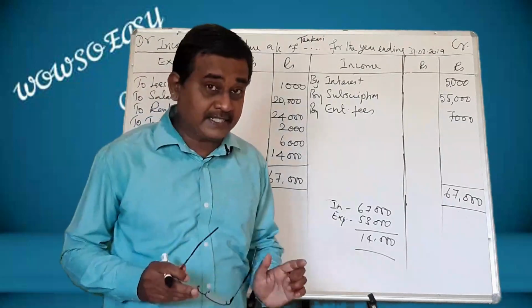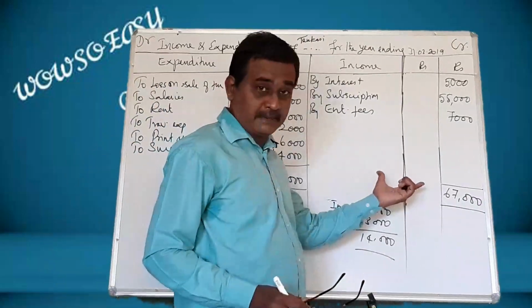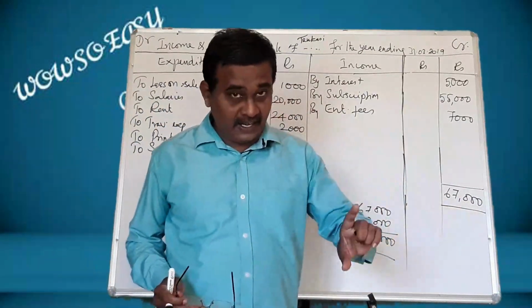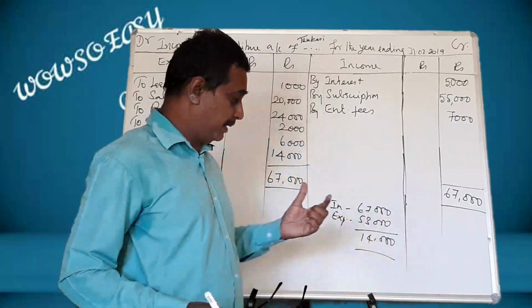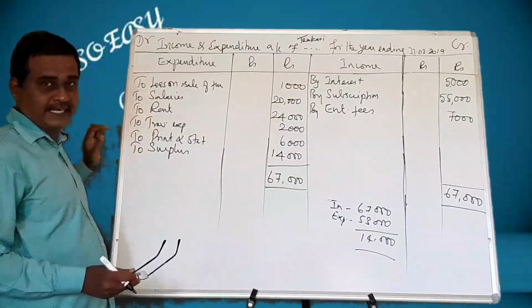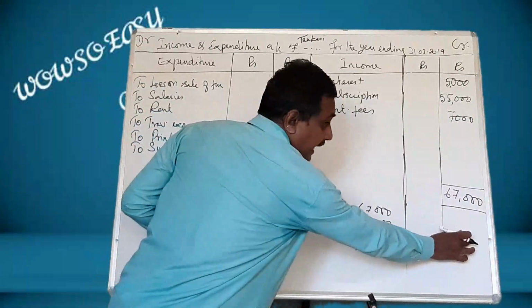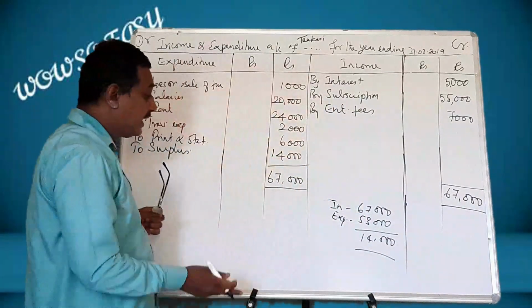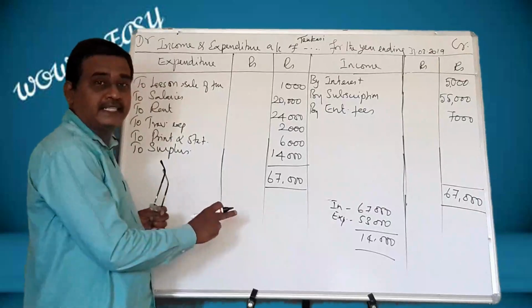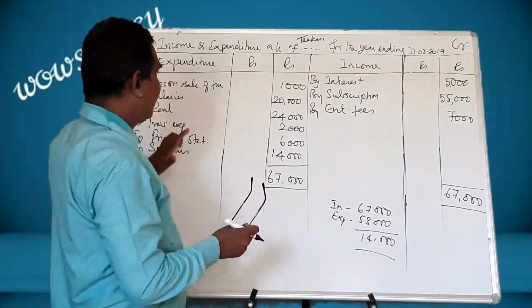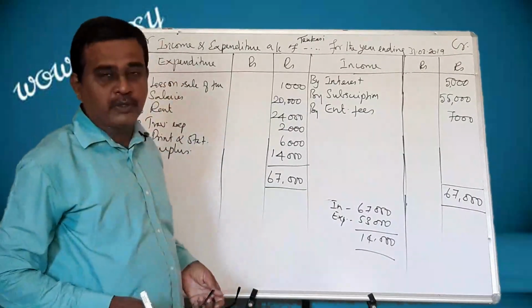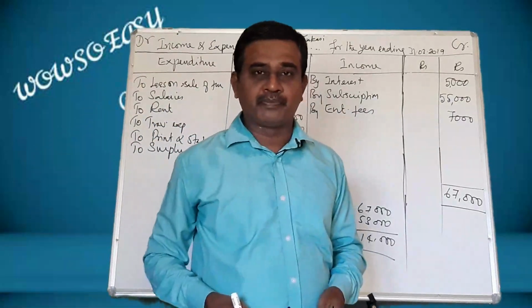If there is a profit, bring it to the income side, and if there is any loss in selling that asset, bring it to the expenditure side. If this side is exceeding, there is a surplus, and if this side is exceeding, there will be a deficit. And we have prepared this, and I hope you have understood this problem.